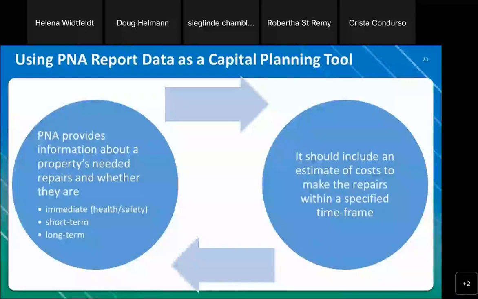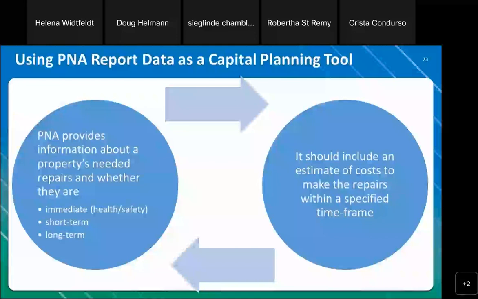How do we compile or use the PNA report as a capital planning tool? Well, there are two categories. We have immediate needs, of course, just like in the REAC inspection, where we are required to immediately address the health and safety and short-term items that we need to do to help improve the score or improve the conditions of the housing for the tenant. And then there are those long-term investment decisions that we have to consider.